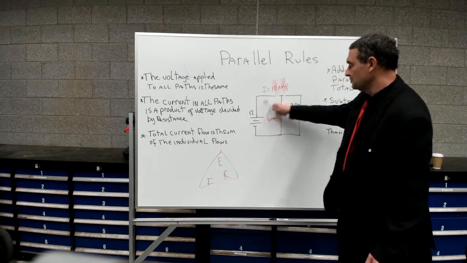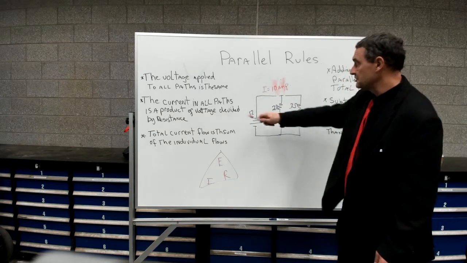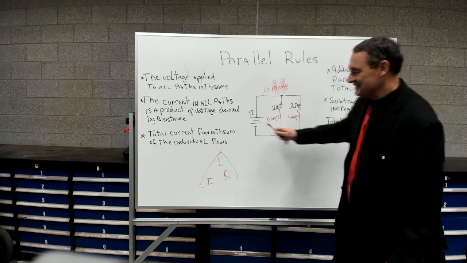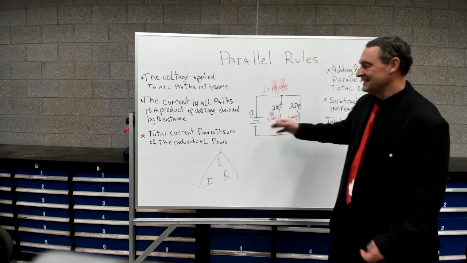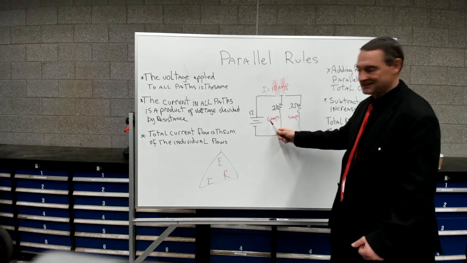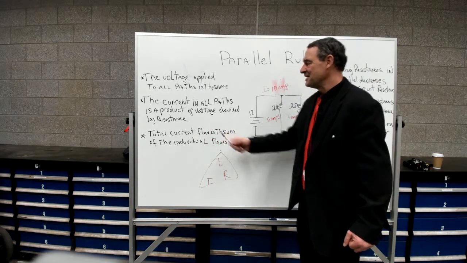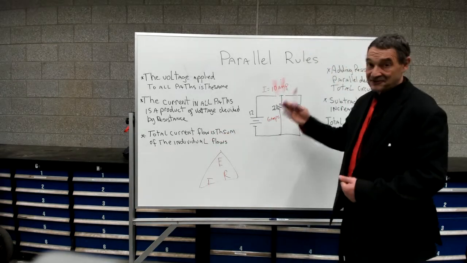Number 1 is voltage is felt at each resistance. Number 2, all the amperages add up. Oh, we haven't done that one. That's number 3. Number 3 is the total current is the sum of the individual currents. So we've added them together to get 10. I've already done rule 3. I jumped ahead. So that's the first 3 rules.